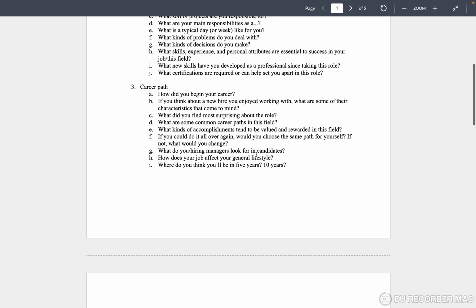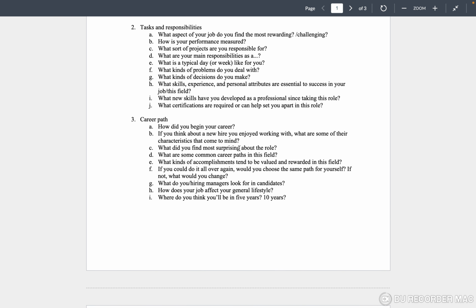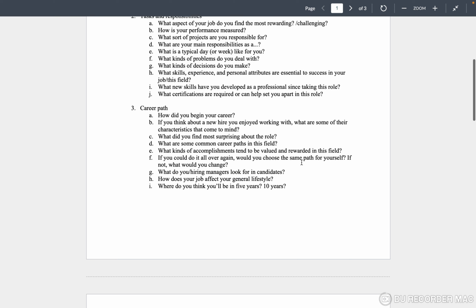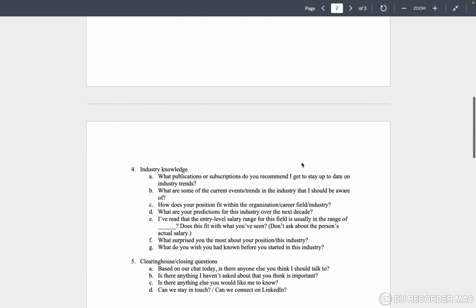Then you can ask questions about career path. So about their career path, what are common career paths in the field? And you can even make that more specific. I'm really interested, or I have skills in writing and social media. What career paths do you think I would enjoy the most? So you can make these questions very specific to yourself and your skill set, your interests. Where do you think you'll be in 5 years or 10 years? You can ask about how this job affects their lifestyle. So anything to do with the career path overall.